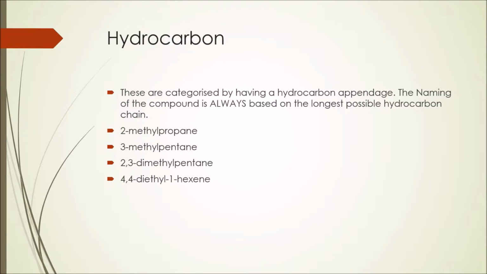These are categorized by having a hydrocarbon appendage. The naming of the compound, remember, is always based on the longest possible carbon chain. So to start off with, we're going to have 2-methylpropane. Here's 2-methylpropane. The longest possible chain is 1, 2, 3. So it's 3, that tells us it's monkeys eat peanut, peanut meaning propane. And this extra appendage is located on the 2nd carbon. That's the methyl group. So it's going to be 2, the carbon that's affected, methyl, which is the group attached, and then propane, which is the longest possible chain.